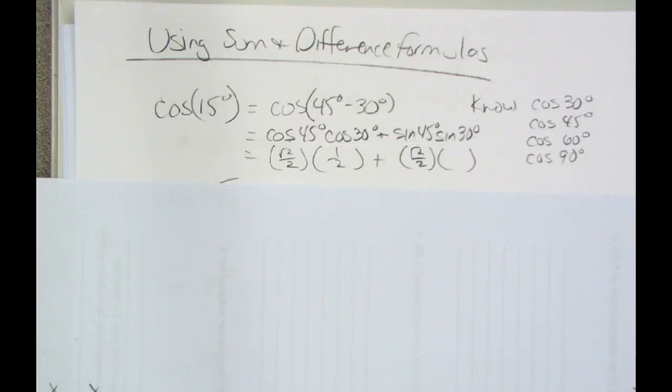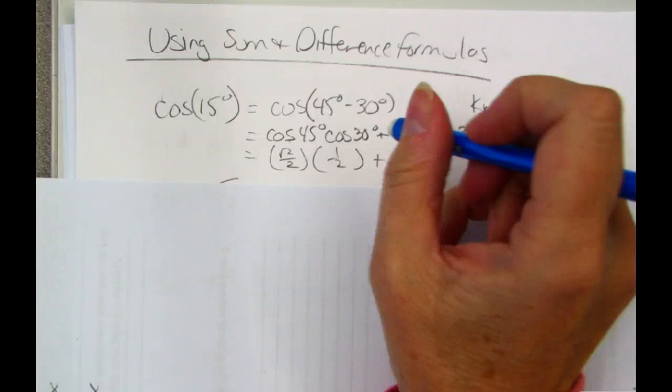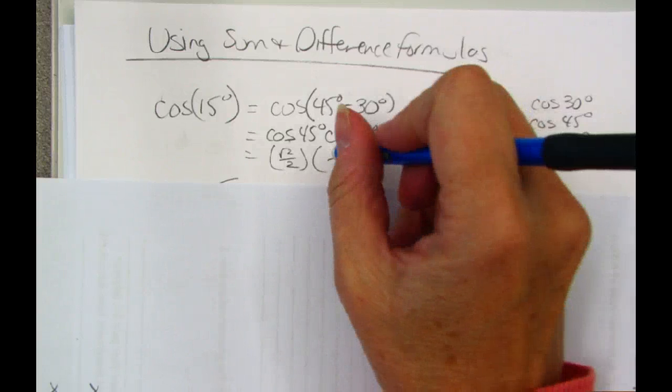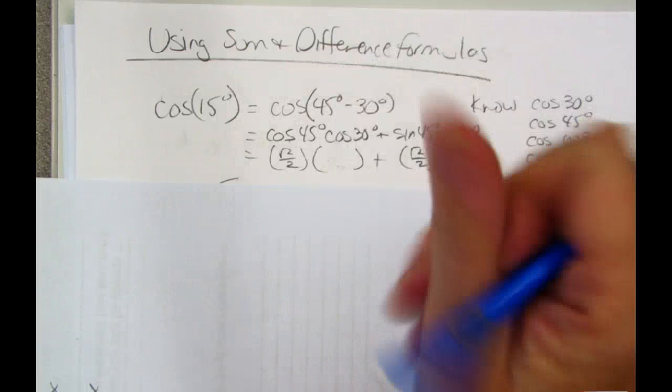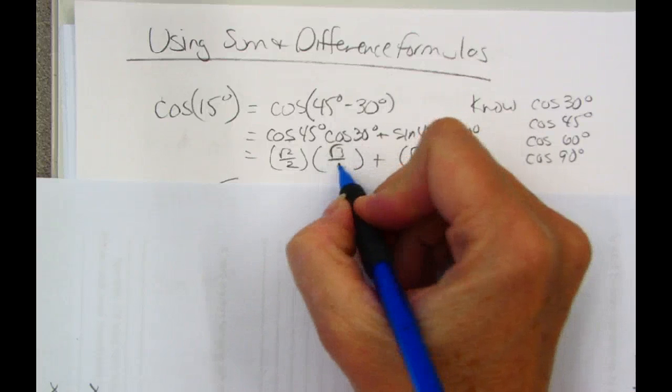That's nice. And then sine of 30, oh, I did that wrong. Oh, no, that's right. No, I did that wrong. 30 degrees is the little one. I'm still brain dead.